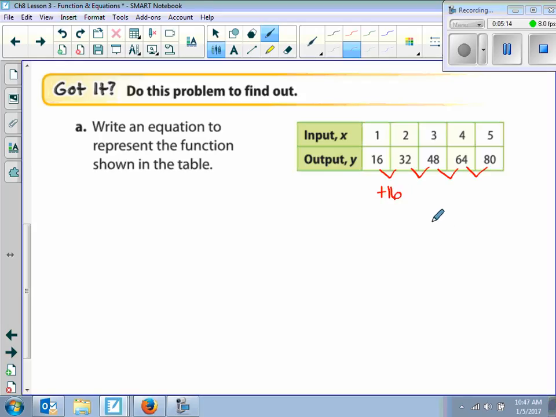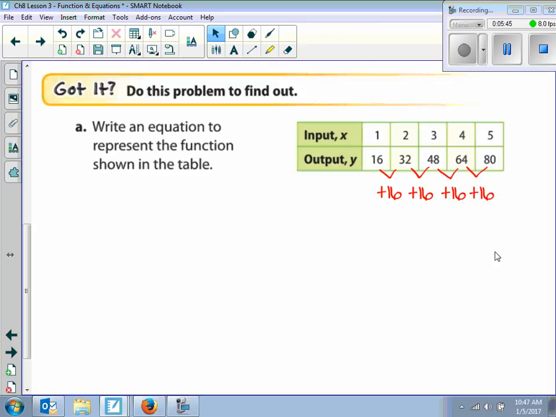Be careful, because I heard someone say multiply times 2. If you can't multiply times 2 for every single one of them, then that's not the rule, okay? It has to be the same. So to get from 32 to 48, we add 16 again. And to get from 48 to 64, we add 16 again. And then from 64 to 80, we add 16 again.